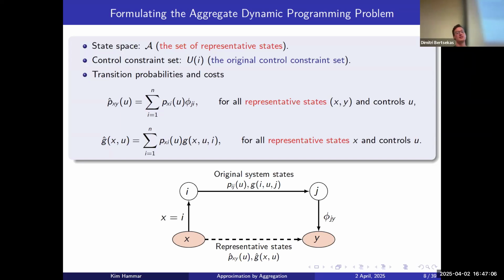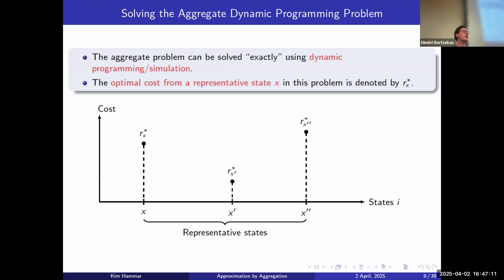So once you have obtained these transition probabilities and the costs, you can then solve the aggregate problem using dynamic programming. And even in the case when you could not obtain the transition probabilities and you only have a simulator, you can also solve it using reinforcement learning or other simulation-based methodologies. So that's also an option.